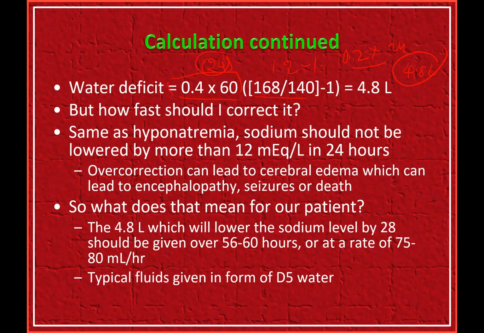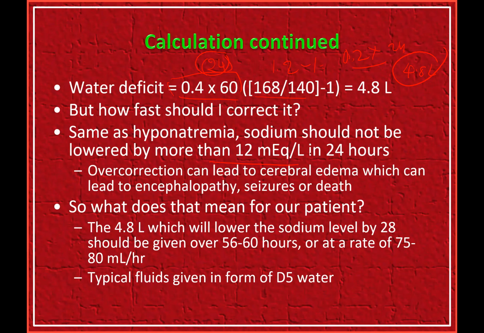Isn't it? But how fast should I correct this 4.8 liters? I can't push it in one go. So same as hyponatremia, there should not be fluctuations of more than 12 milliequivalents in 24 hours. Overcorrection leads to cerebral edema, seizure. What does that mean for our patient? 4.8 liters I have to give for that given patient with 60 kilogram body weight. 40% is the current body water. Current body water, that is 60 into 0.4, is equal to 24.